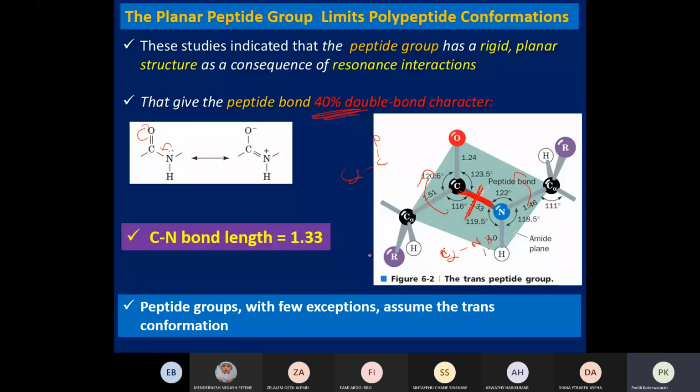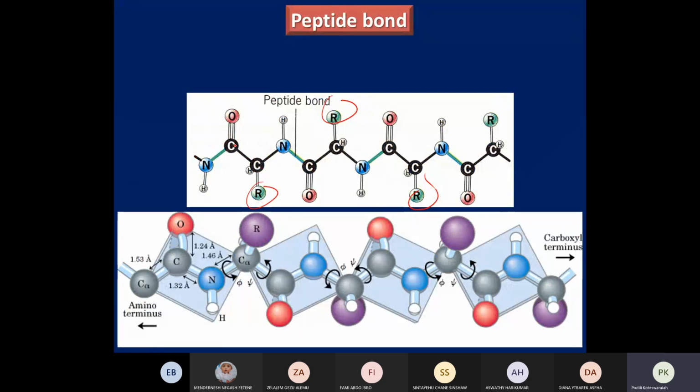So if you see here, the rotation between the C alpha and the C double bond O is known as psi, and the rotation between the NH and C alpha is known as phi. That means when you take any protein, any polypeptide chain, the C double bond O, NH peptide bond, rotation is not possible.